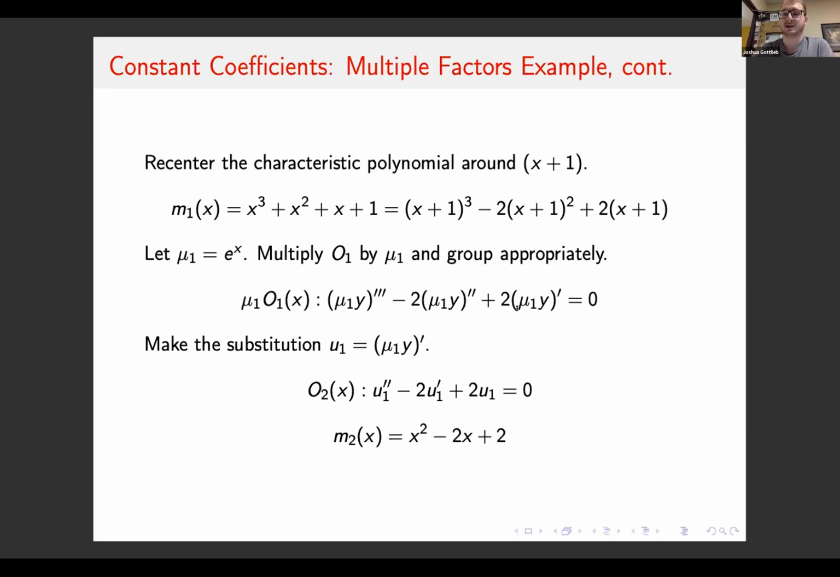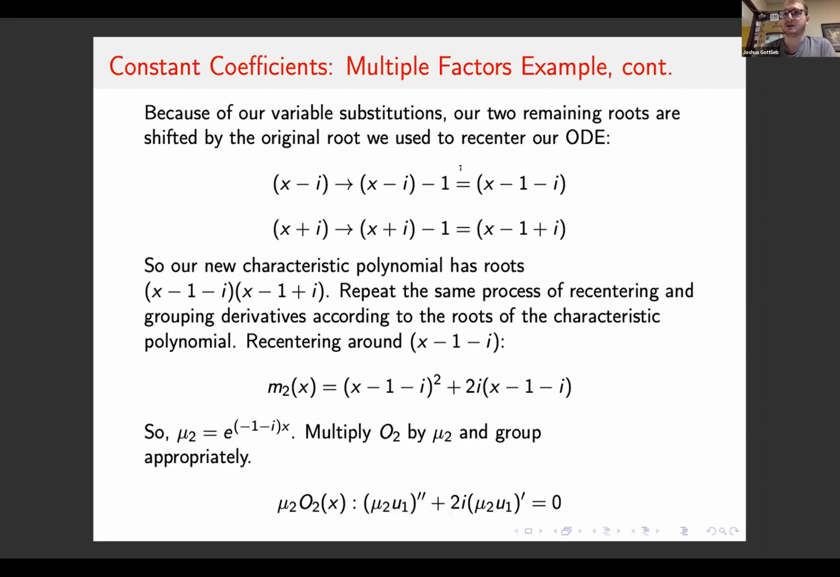So now that we've got all these product derivatives, we can make the substitution u1 equals (mu1 y) prime. And now we've reduced our differential equation to a second order differential equation. We're going to repeat this process until we get down to a single product derivative equals 0. The reason why this works is that because of our variable substitutions, we've shifted our original polynomial. So we had x minus i, and because we shifted by x minus 1, we now get x minus 1 minus i, and x plus i becomes x minus 1 plus i.